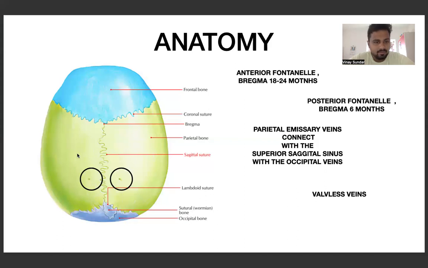Then you have the parietal bone, which is a paired bone. Paired bone means one on either side, and then you have the occipital bone. The other important thing with respect to this view is the coronal suture. Now coronal means crown, so imagine somebody is going to put a crown on top of your head. In that position, that is why this is known as the coronal suture.